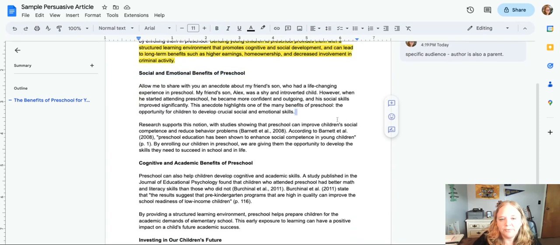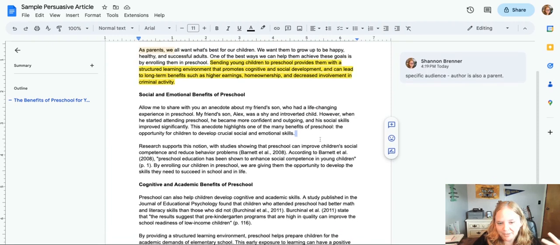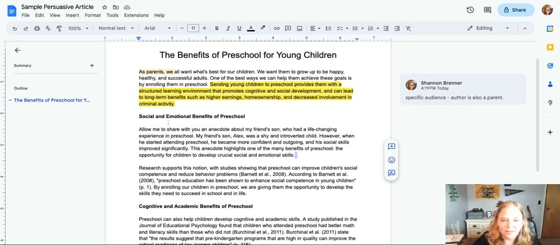Here we have an anecdote. Now, I would move the anecdote if this was a student paper and I was providing feedback. I would say, why not move this anecdote to your introduction, right? Really catch your reader's attention right away with a story, especially if you're talking to parents and you provide a story about a kid who's struggling and things aren't going well, and they go to preschool and they suddenly turn into a totally different kid, right? That's going to kind of grab the heartstrings of your parent audience.